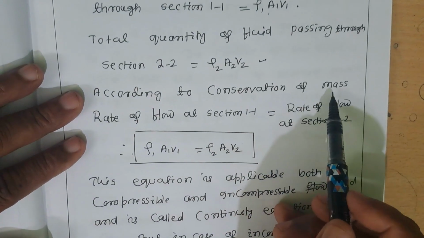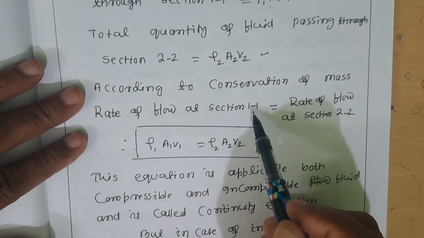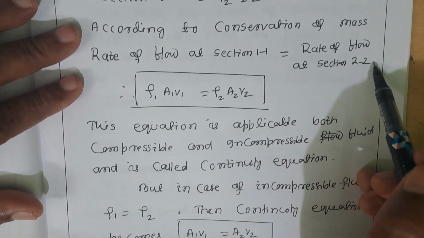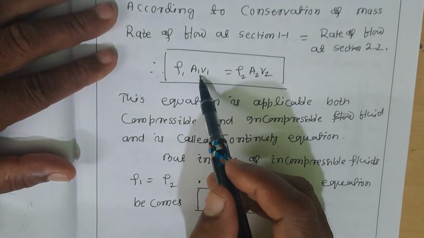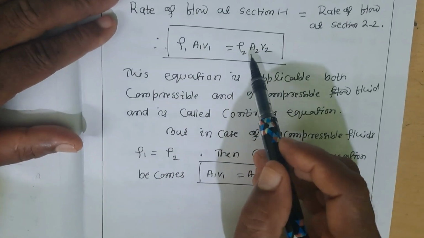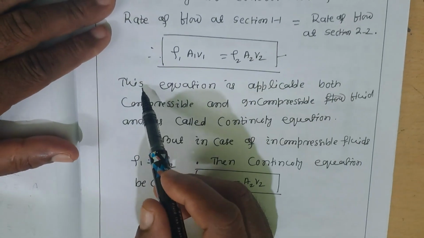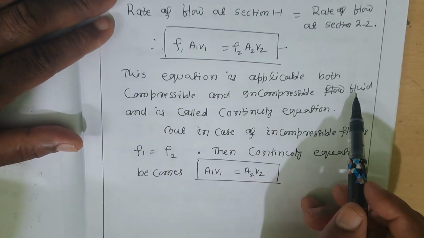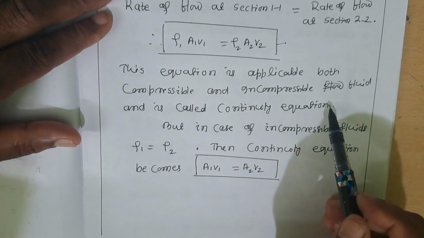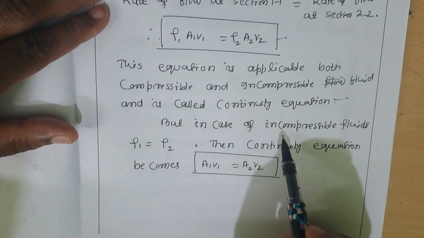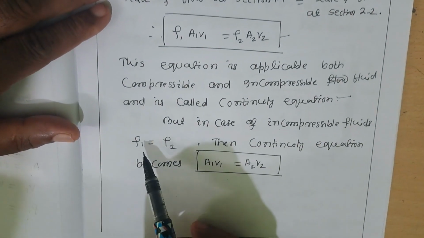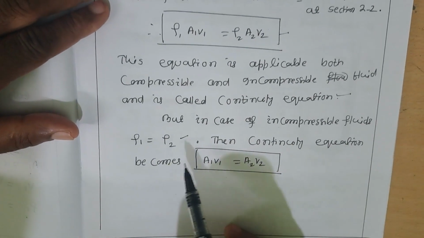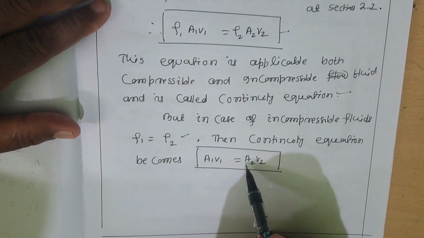According to conservation of mass, rate of flow at section 1-1 is equal to rate of flow at section 2-2, that is rho 1 A1 V1 is equal to rho 2 A2 V2. This equation is applicable to both compressible and incompressible fluid and is called continuity equation. But in case of incompressible fluid, rho 1 is equal to rho 2. Then continuity equation becomes A1 V1 is equal to A2 V2.